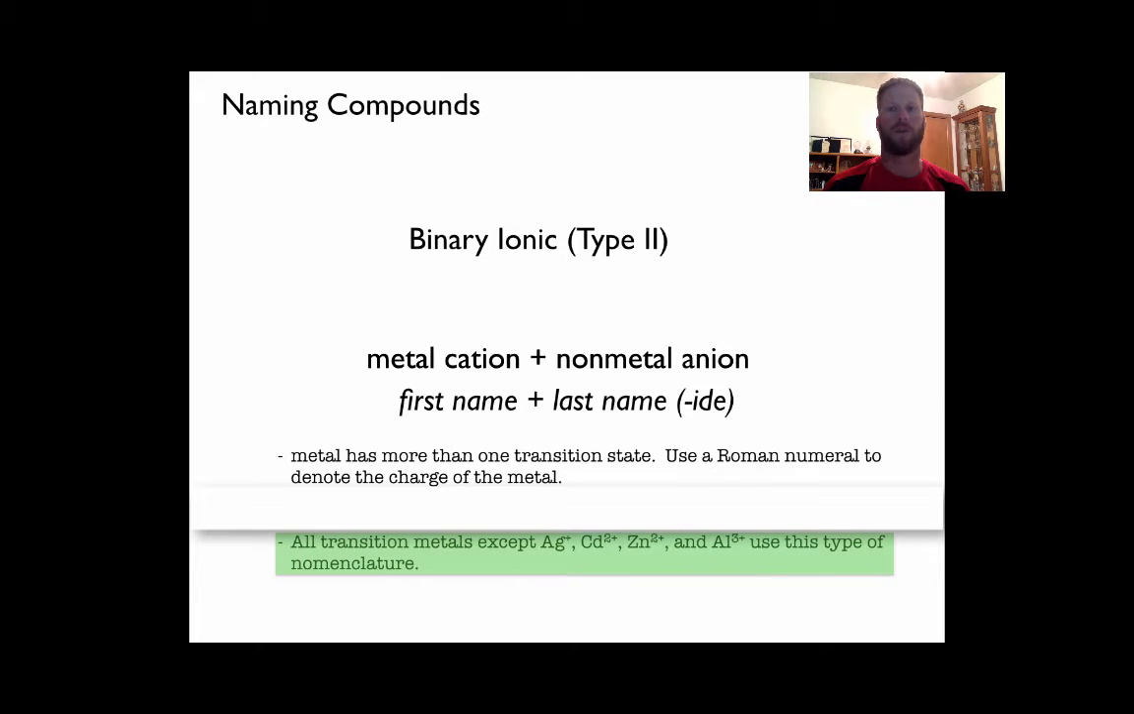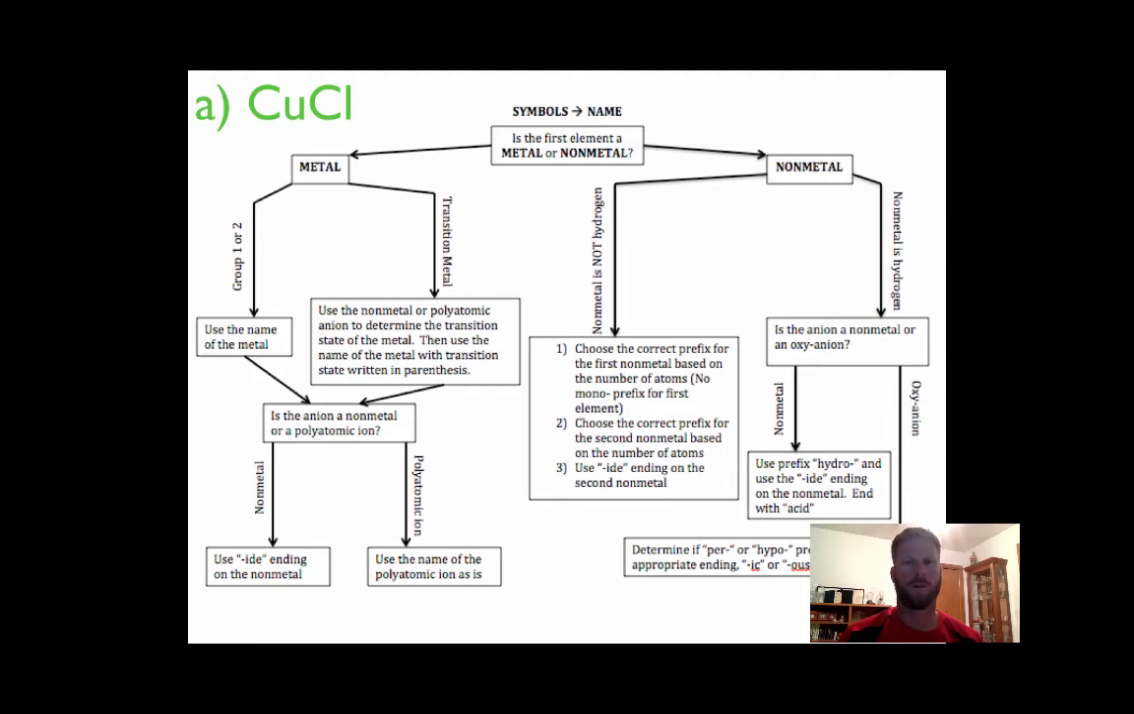Notice aluminum is part of the list. These are the rare exceptions I was referring to earlier. These metals follow the group 1 or 2 path on the flow chart. Therefore, you do not need to use a Roman numeral. So here we go. Follow the game plan.